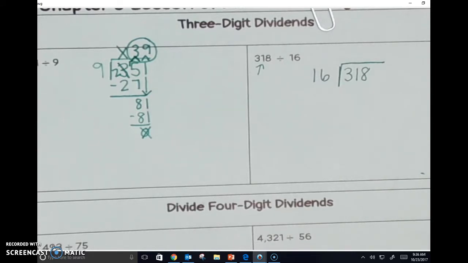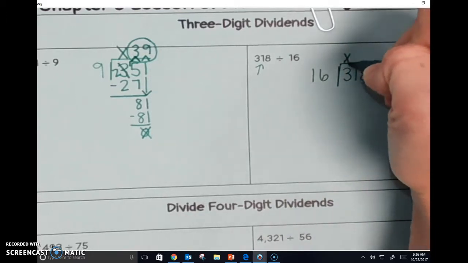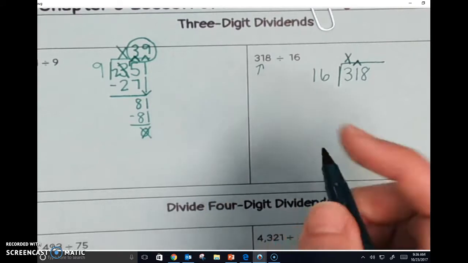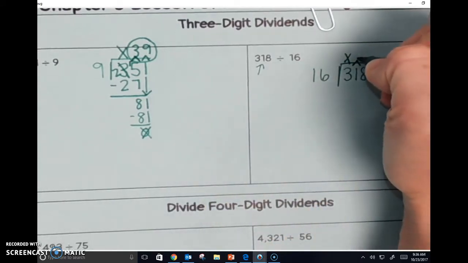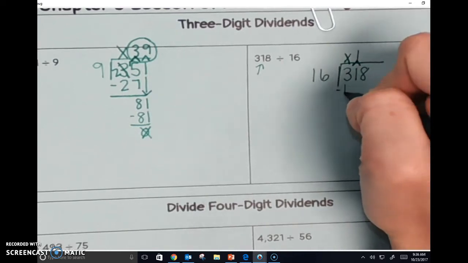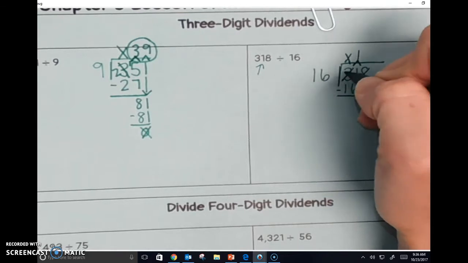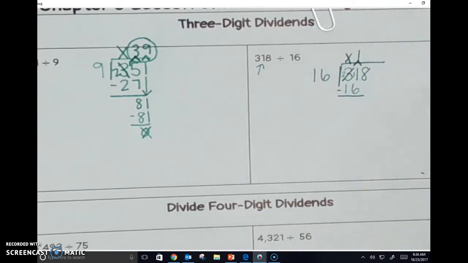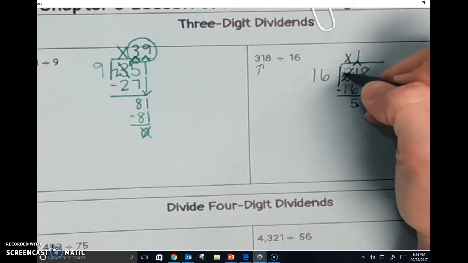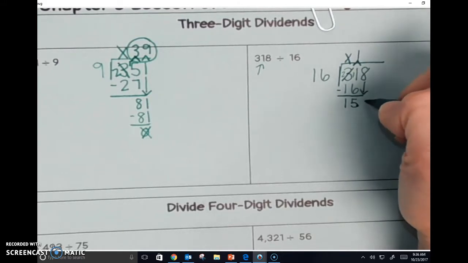Can 16 fit into 3? No. Okay, raise your fingers for the number of times that 16 can fit into 31. Once. What number would it have to be to fit in there twice? 32. So 11 minus 6 is? 4. 2 minus 1 is 1, and I bring down the 8.